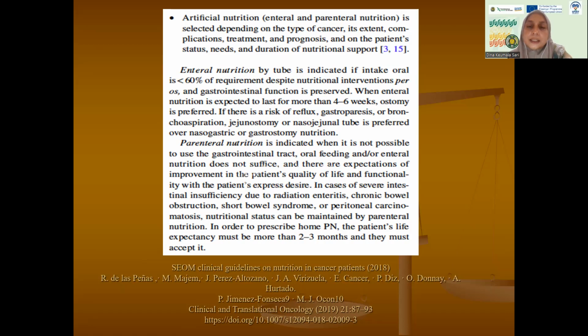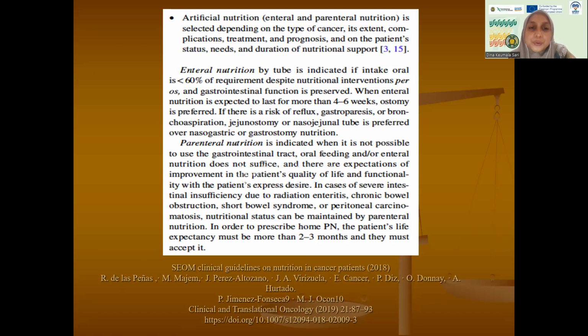Now, how about artificial nutrition? We all know that enteral and parenteral nutrition is selected depending on the type of cancer, its extent, complications, treatment and prognosis, and on the patient's status, needs, and duration of nutritional support. Enteral nutrition by tube is indicated if oral intake is lower than 60% of requirement despite oral nutritional intervention and gastrointestinal function is preserved. Of course, we have to know that we have to feed the gut also.